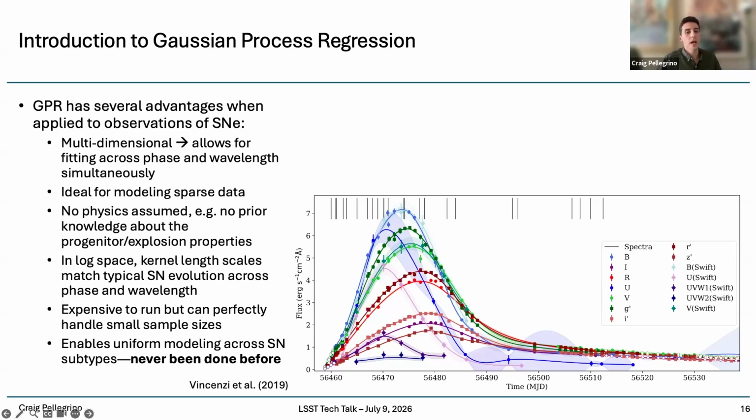Gaussian process regression has been applied in the literature to some supernovae. For example, the plot shown here is an attempt to model the light curves of different stripped envelope supernovae using Gaussian process regression, but applied to all supernova subtypes in one uniform modeling effort. This is the first time that this has been done.